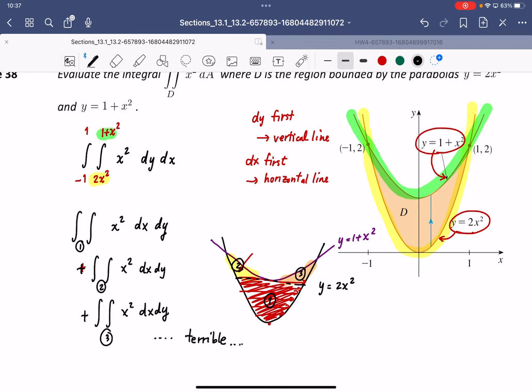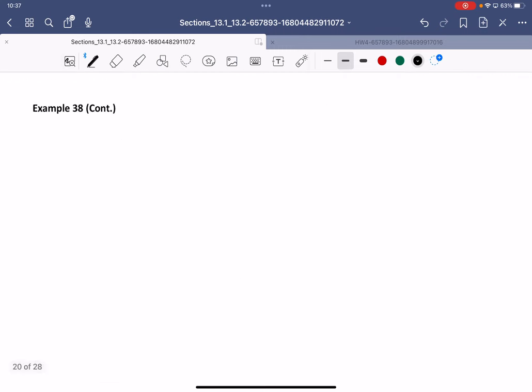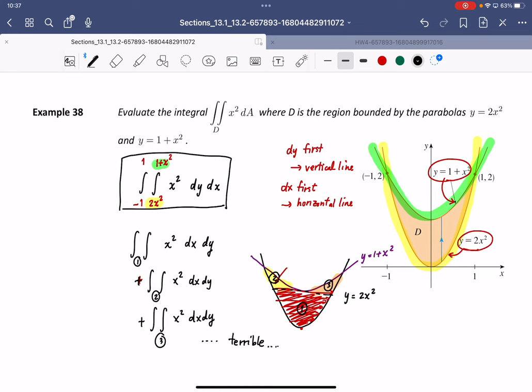So for this question, dy dx is easier. So we're going to just keep doing dy dx. Does it make sense? On some questions, dx dy and dy dx are not hard on both, but for some questions like this, the region is better if you do dy dx. Okay, so I guess we're going to integrate this one now.